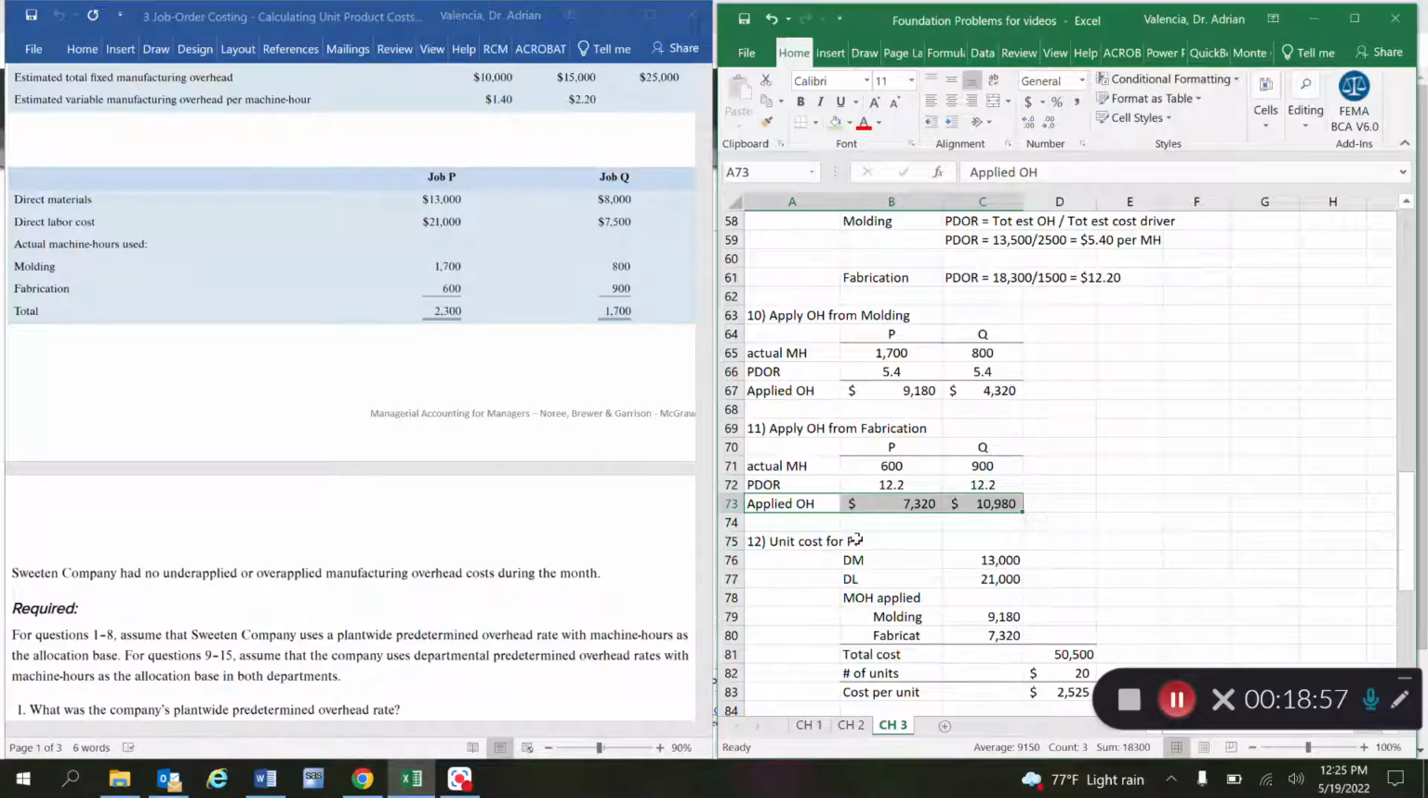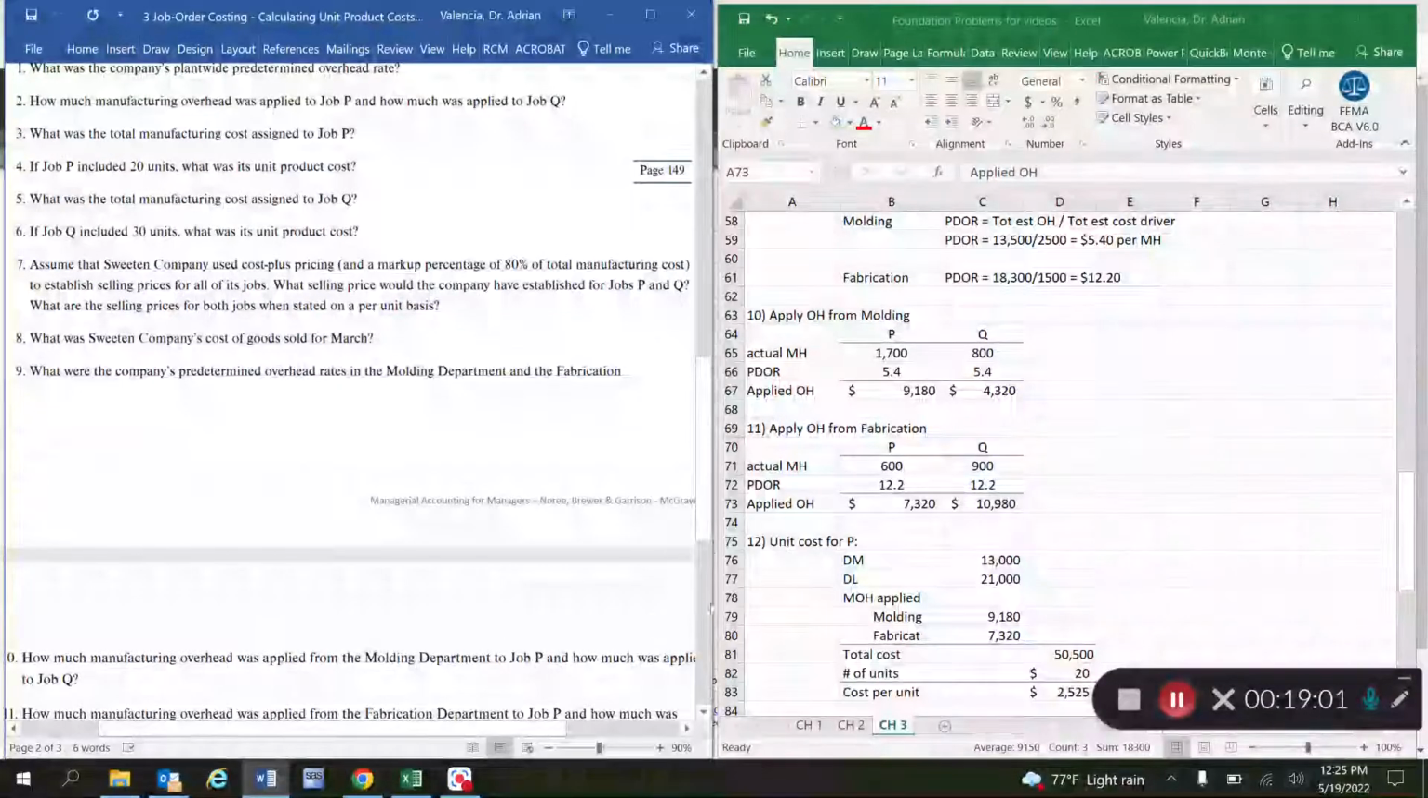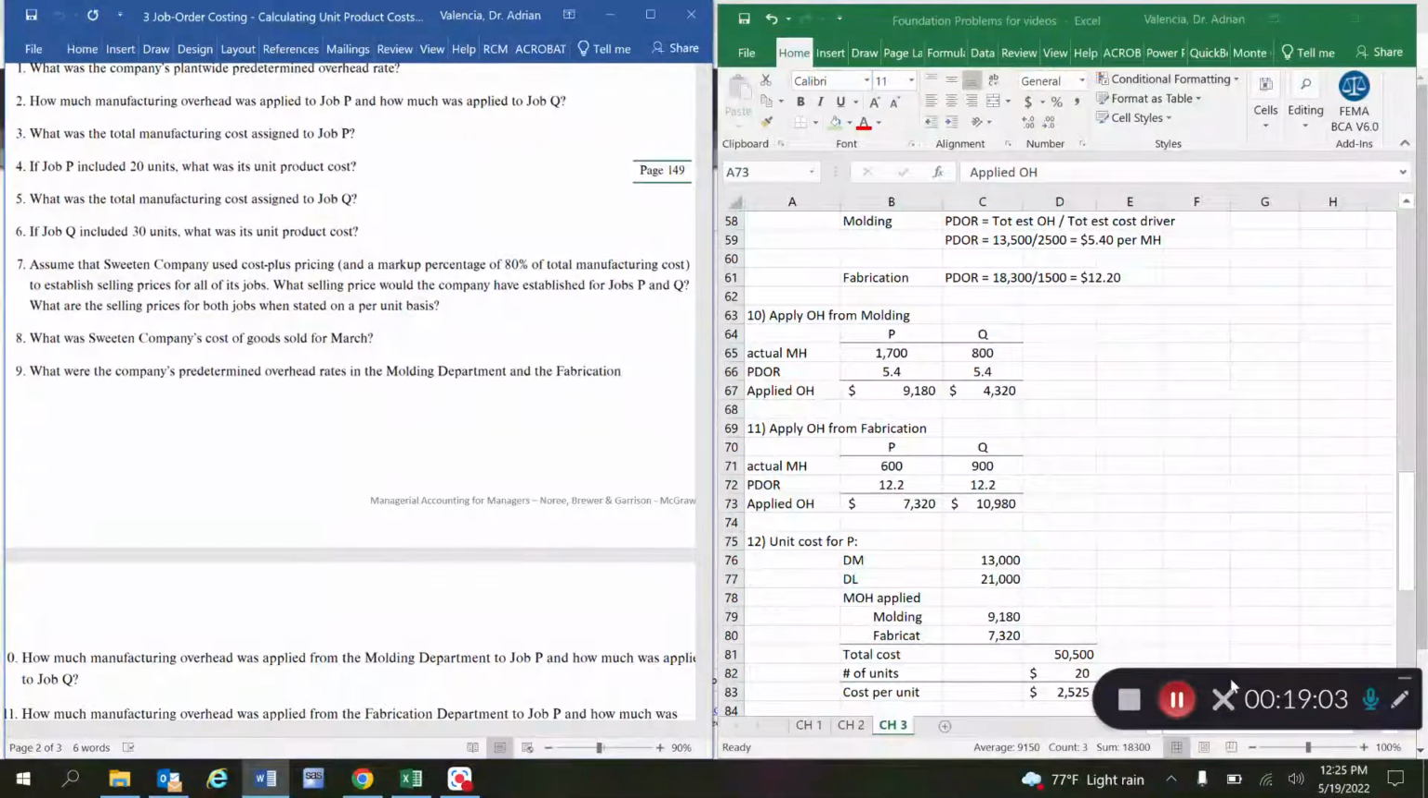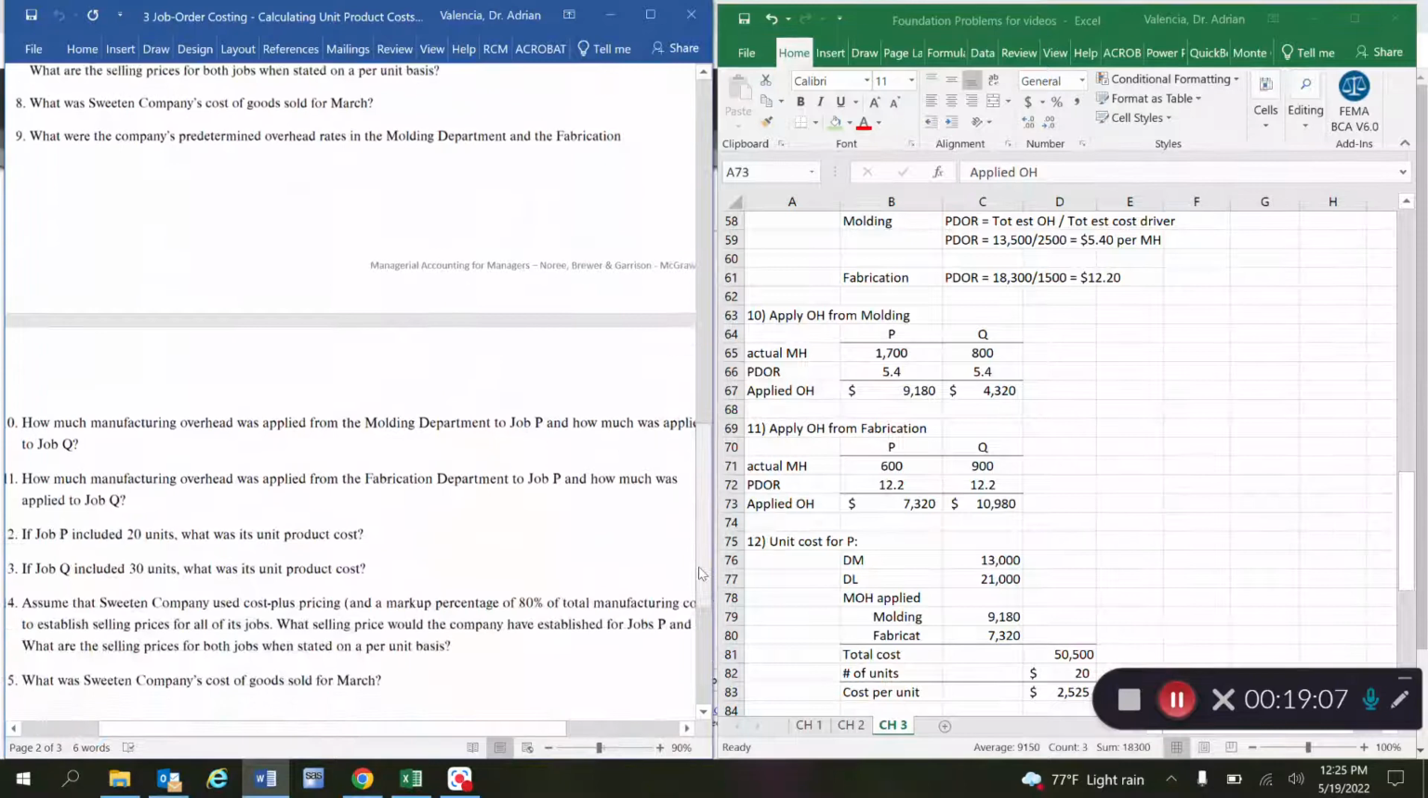Okay, so then question 12. The next thing we want to know is, now that we have the applied overhead, what is the cost per unit for job P and then for job Q if we produce those 20 and 30 units? So we're going to go ahead and estimate that.